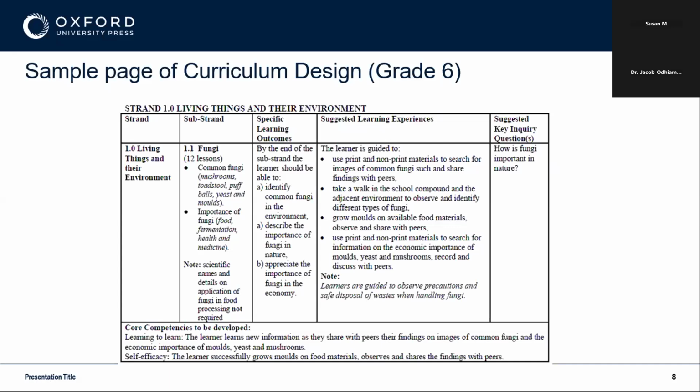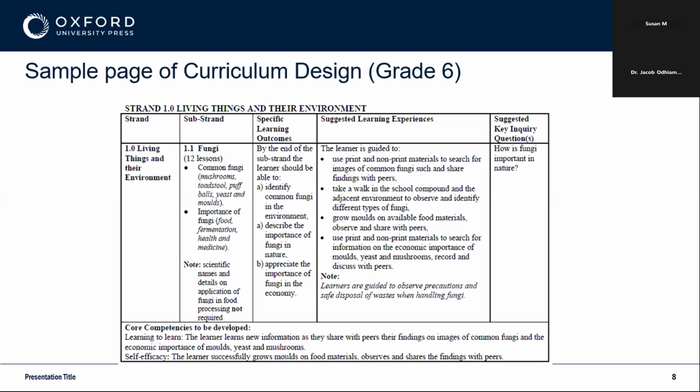Yes, they are derived from the outcomes. I'm just displaying a screen where we have suggested learning experiences on living things, on fungi. The learner should be able to identify common fungi in the environment. And then the suggested learning experience is to take a walk in the school compound. So you can see taking a walk is identifying the common fungi in the environment.